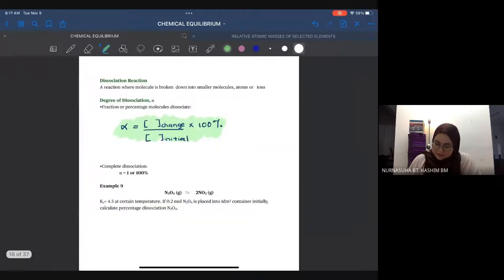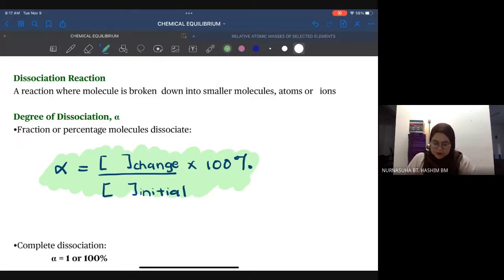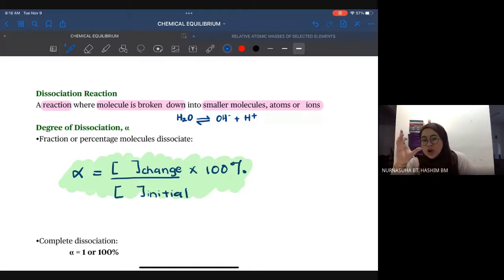Okay, let's proceed sikit lagi. Okay, kalau rasa tak faham nak tanya, boleh angkat tangan. Okay, kita proceed sikit. Dissociation reaction. Dalam bahasa Melayu, dissociation ni bermaksud penceraian lah. Okay, dissociation reaction is a reaction where molecule is broken down into smaller molecules, atoms, ion, or molecule. For example, water. Okay. After we dissociate water, dia akan jadi ion tau. Ion air adalah OH minus and also H plus. So when water dissociate into ion, yang ini kita panggil dissociation reaction. Ini contohlah.